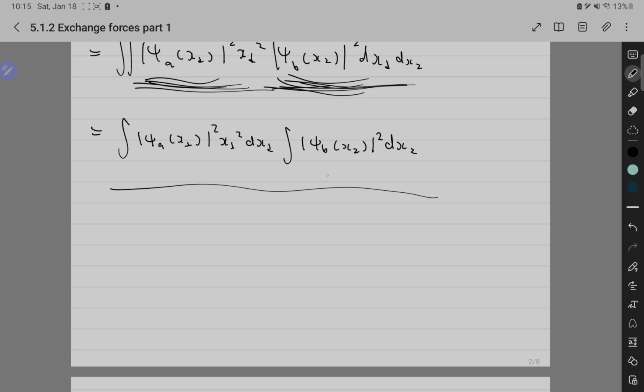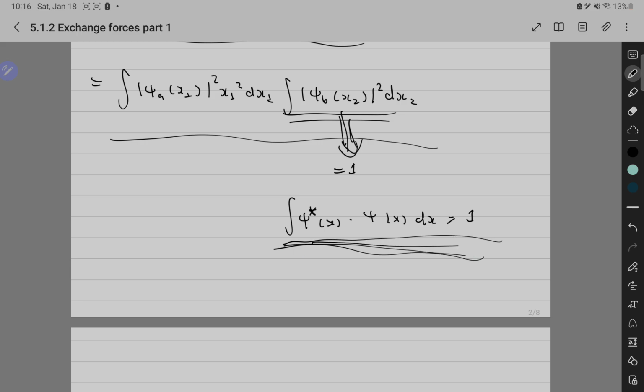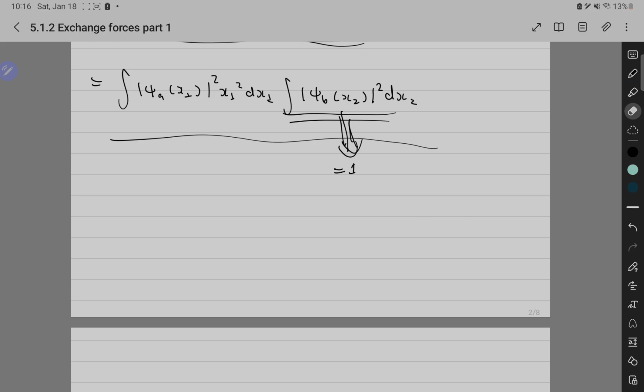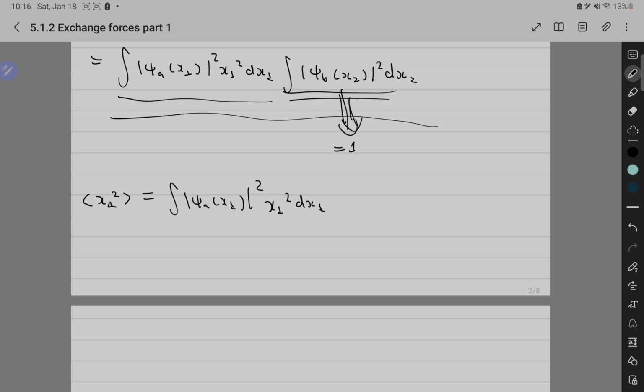And what we have here is that this is actually going to equal 1. So the second term over here is going to equal 1, because if you recall from chapter 1, this is just the normalization, right? When we have the integral of psi conjugate (x) times psi (x) dx, this is just going to be equal to 1. This is the formula for normalization, and the same goes here. If you expand this, you get a similar formula. So the second term here is just going to be equal to 1. So what we really have for the expectation value of x1 squared is the integral of |psi a (x1)| squared x1 squared dx1. So this is really what we have.